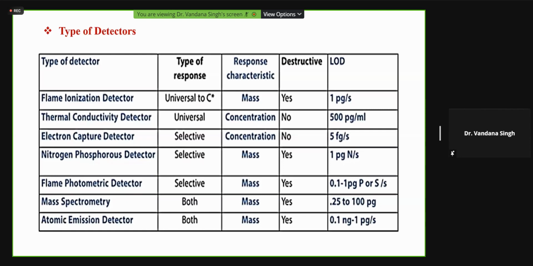Now each peak is identified by its relative retention time, and this retention time is very peculiar for a particular analyte. There are already libraries available for different analytes with their particular retention times, and we match the retention time of our analyte with those libraries, and then on that basis we identify our compound or analyte of interest.